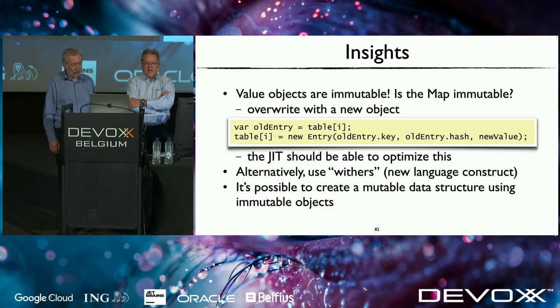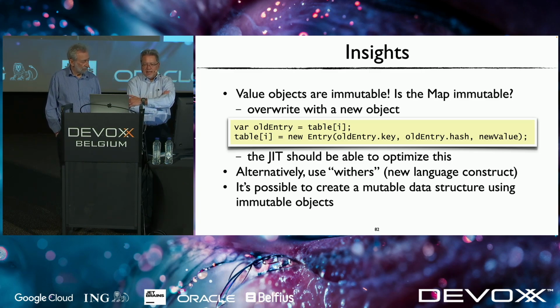And so the JVM can say, okay, I have this entry in table sub I, and I create a new entry that contains the old entry key, the old entry hash, but simply replaces the value. And so the optimizer can work over that and say, oh, the only thing you are actually doing here is replacing the value slot in the table with the new value slot. And so this code that looks like it's doing memory allocation and doing some initialization and copying, in classic Java, basically gets turned into a one-word write.